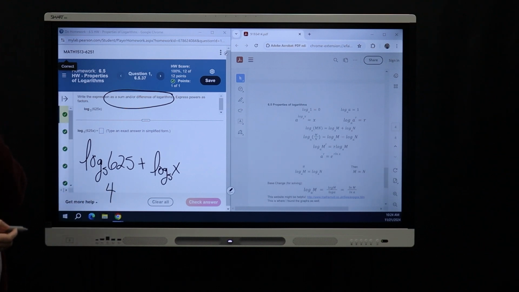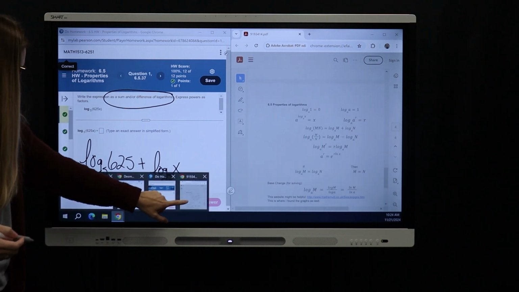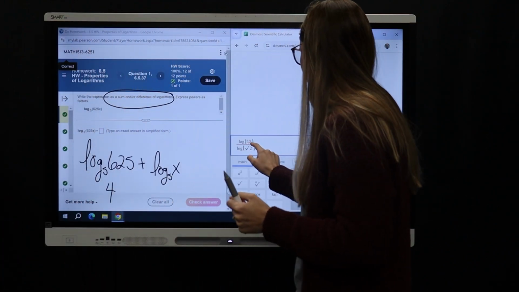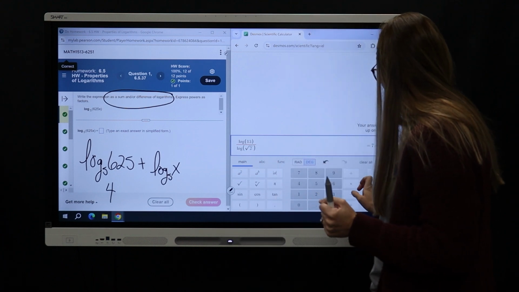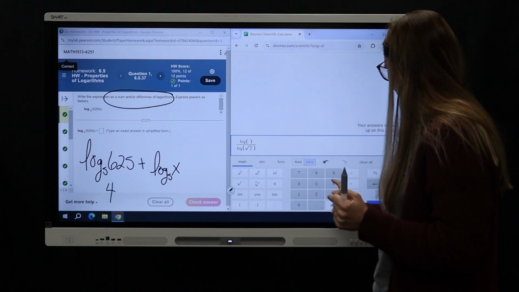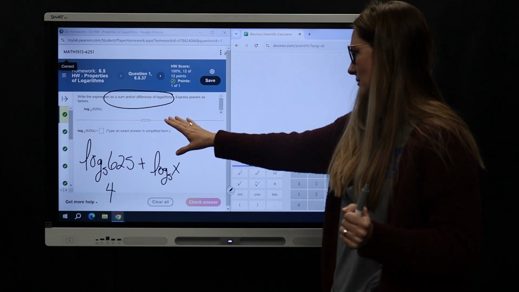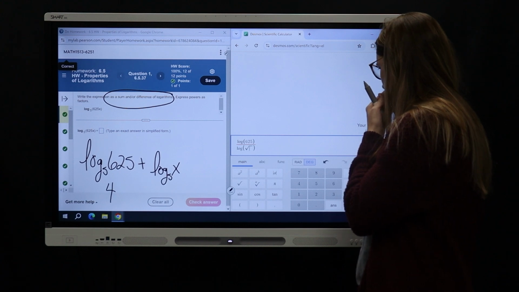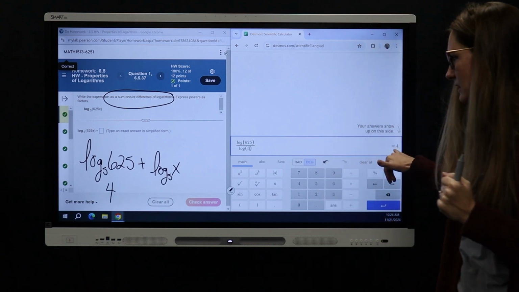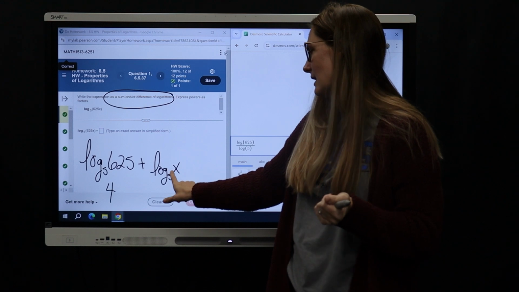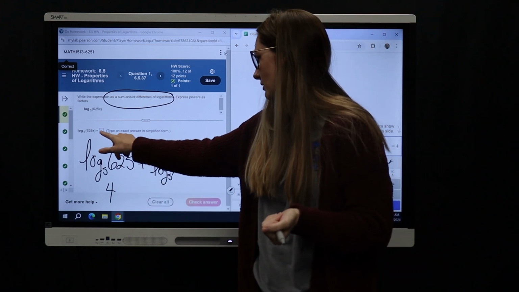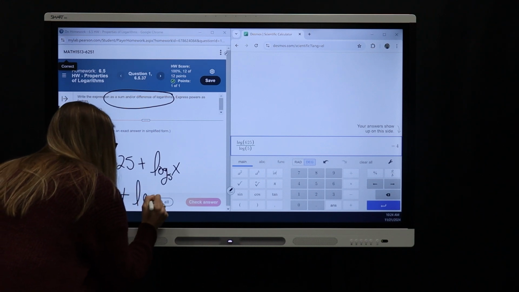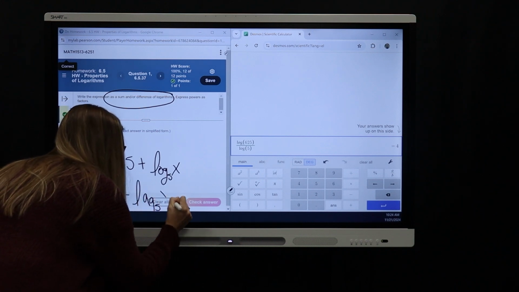You can do your base change if you don't remember that over here. I've already typed it in, and I don't like pulling up the log every time. So 625, remember it's big over the small, and then I'd put my 5 here, so that's gonna give us that 4. This one, since it has x, it's not gonna reduce, so I'm gonna do 4 plus log of 5x.